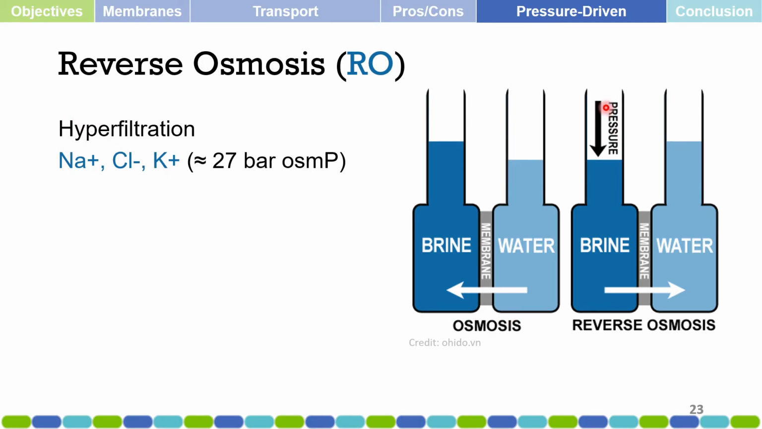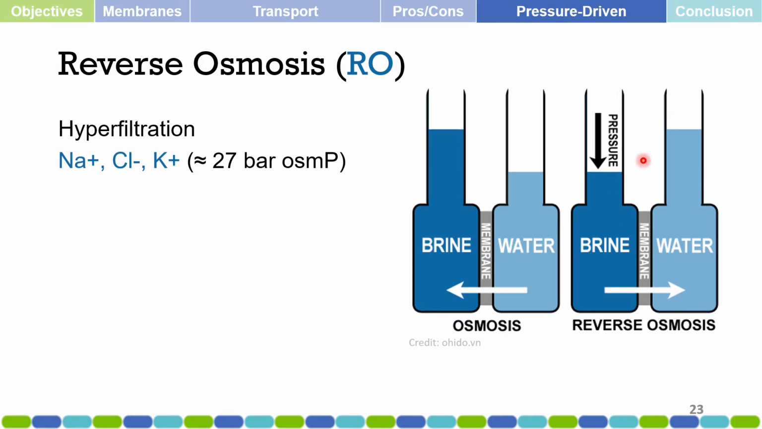But since this is a reverse osmosis process, you apply pressure to counteract the osmotic pressure between the brine and the water, so that what actually happens is that the water flows from the brine into the other side, the permeate side, towards the purer water.